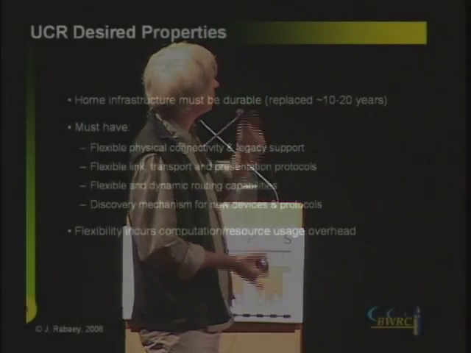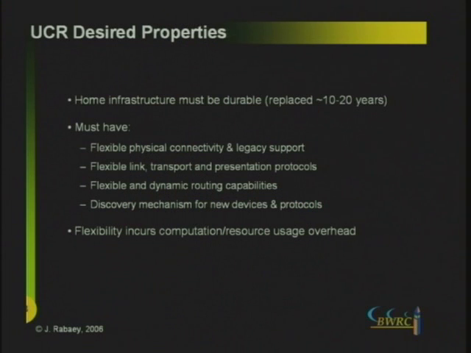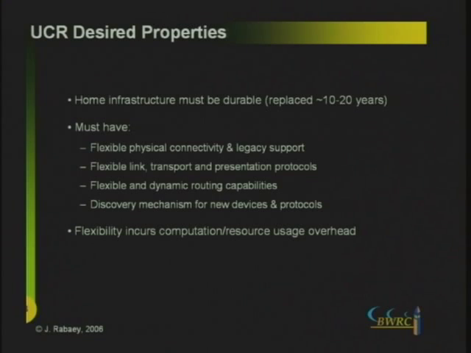So what it requires is flexible physical connectivity and legacy support. You have to be able to support standards of the past. Flexible link, transport, and presentation protocols. Flexible and dynamic routing capabilities. And a discovery mechanism for new devices and protocols. That's really what this thing can do. And now, as I said, obviously flexibility is nice, it's absolutely essential, but it costs you a lot of power. So we have to look at architectures that combine power efficiency with flexibility to be able to enable this.